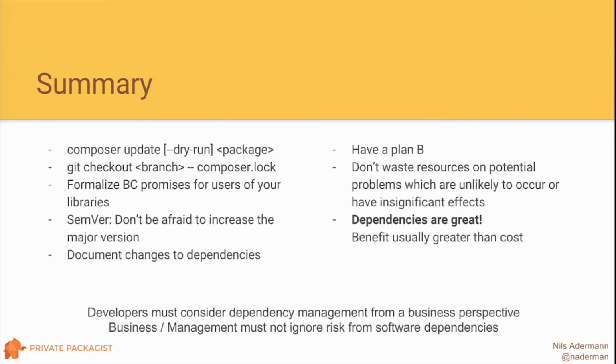So in summary, use Composer update with dry run and explicit packages. Use git checkout branch -- composer.lock to get back the composer.lock from another branch and update again. Formalize BC promises that you make for users of your libraries so that they know what to expect. Don't be afraid of increasing the major version number if you're using semantic versioning. Document changes to dependencies so that users know what's going on. And then as a user of dependencies, have a plan B.